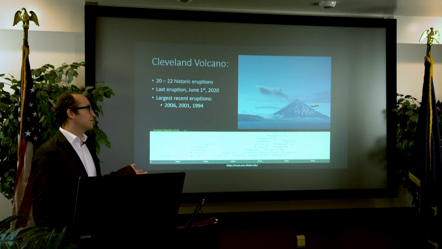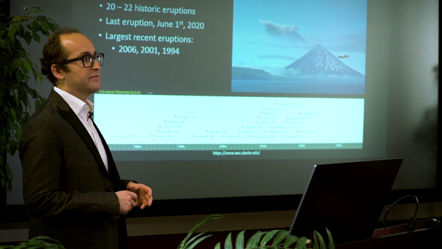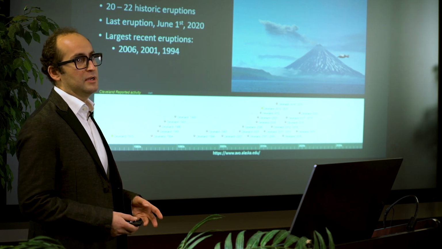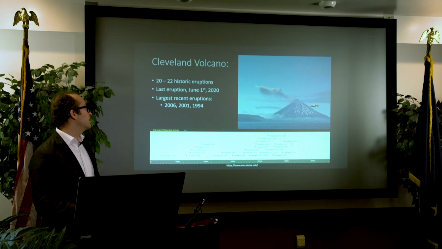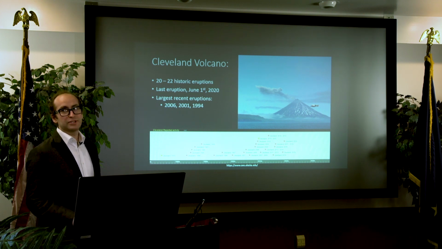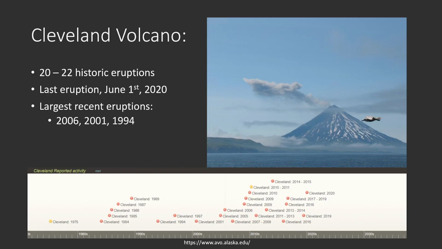Which brings us to Cleveland Volcano. This is a specifically interesting target for us at the Alaska Volcano Observatory because of the large number of historic eruptions that have happened at this site. Specifically, there are 20 to 22 noted historic eruptions within the last 200 years, and it continues to happen today. The most recent one, of course, being June 1st in 2020. However, there have also been fairly notable large ones in 2006, 2001, and 1994.